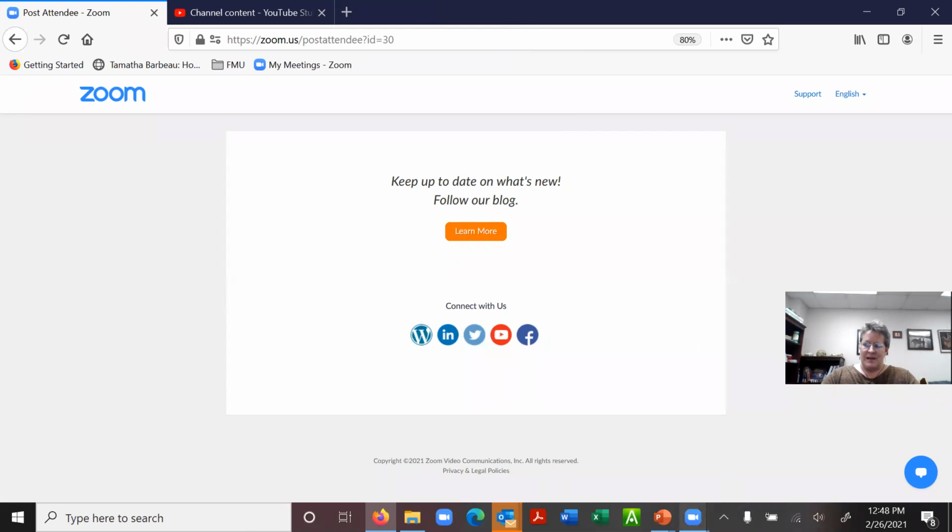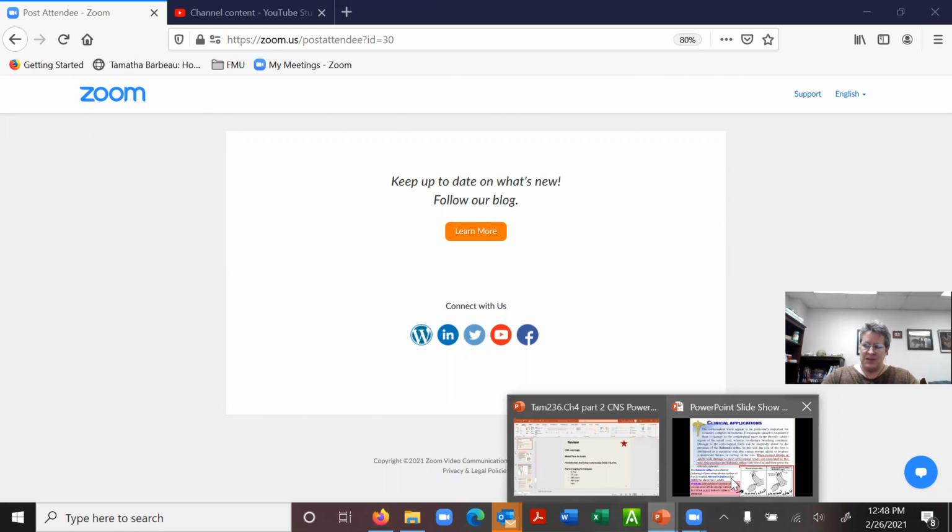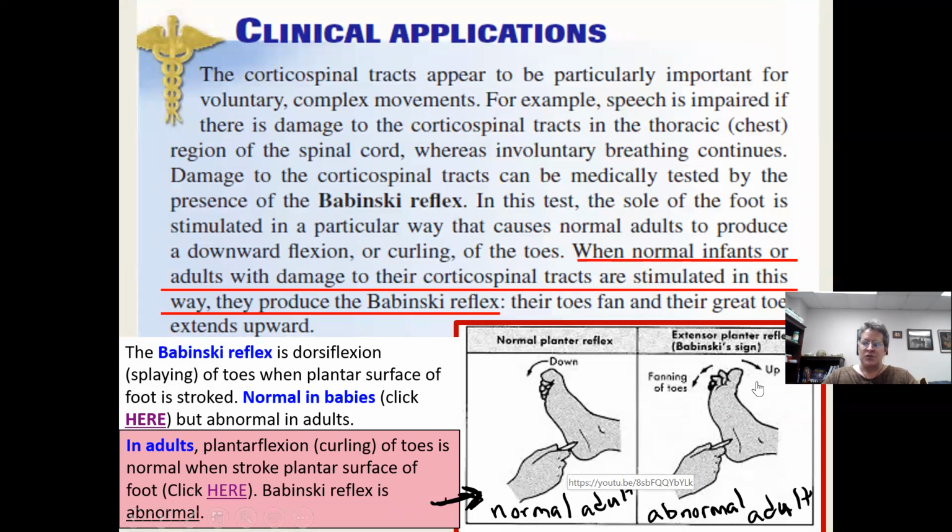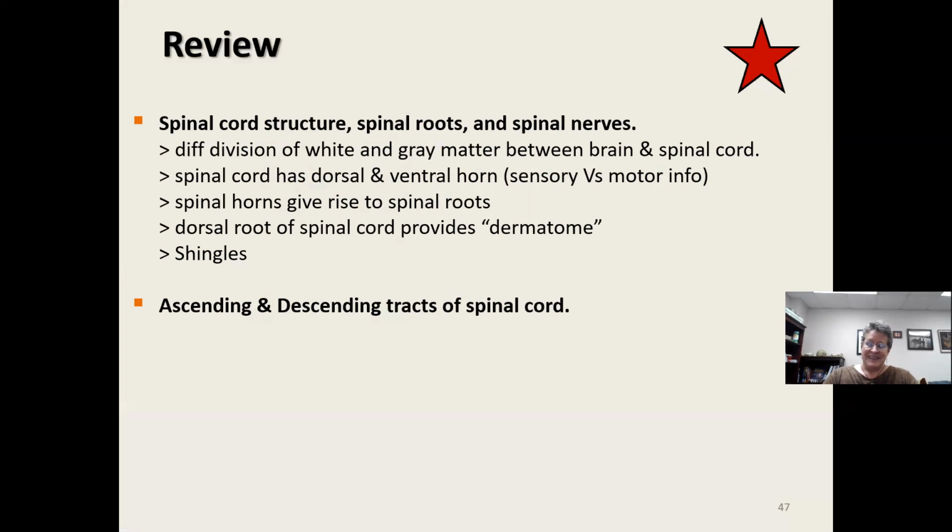All right, so really, that's the application of knowing the corticospinal tracts in a simple test that's done in a hospital every single day. Okay, thus endeth the chapter on central nervous system physiology. This is the fourth and final lecture. My next lecture will be on peripheral nervous system physiology.